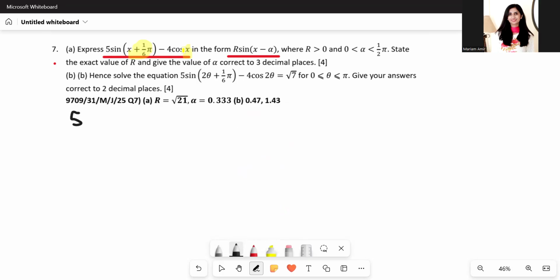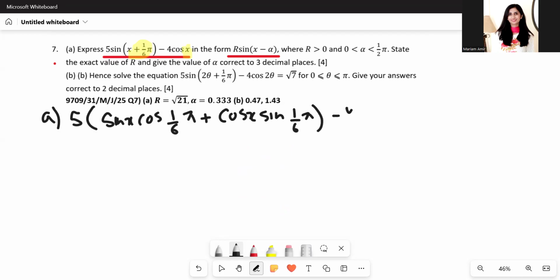So we'll write 5 brackets. It will become sine x cos 1 by 6 pi plus cos x sine 1 by 6 pi minus 4 cos x. Let's simplify this. What is cos 1 by 6 pi? Make sure your calculator is set in radians. Cos 1 by 6 pi is square root of 3 upon 2. So we can write square root of 3 upon 2 in place of this.